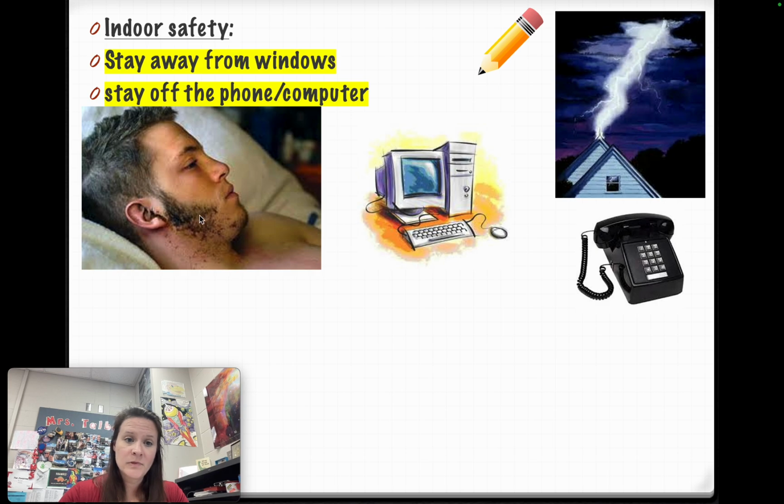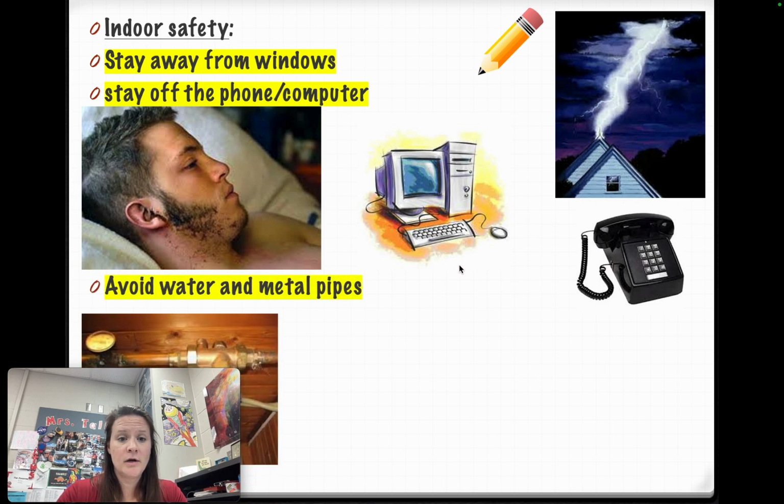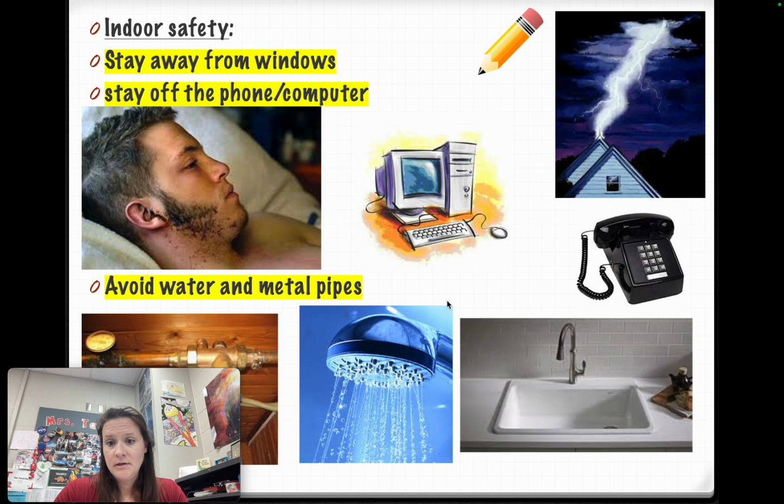So like this guy, he got electrocuted. Lightning got into his house through the outlets, and his phone was plugged in to his charger, and he was on his phone, and it electrocuted him. And then again, avoid water and metal pipes. It's not advisable to take a shower or do the dishes during a storm. It's a great excuse. Tell your parents, I feel like there's lightning nearby, I just can't do them.